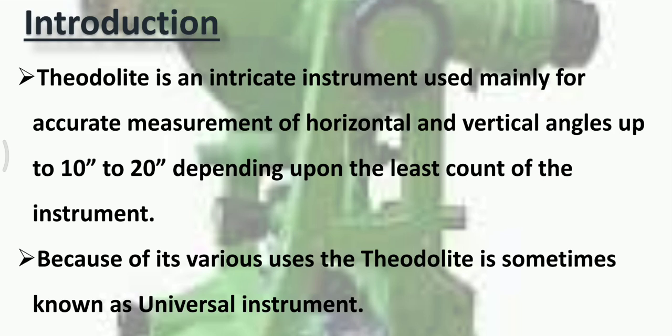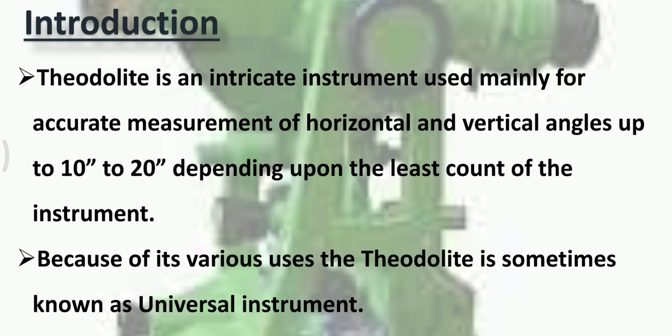The theodolite is an instrument used for measurement of horizontal and vertical angle up to 10 to 20 seconds. So the angles are measured in the units degree, minute and second on the field. This instrument has a least count of 10 second to 20 second. As the accuracy of this instrument increases, the least count of the theodolite decreases. 10-second theodolite means the least count of this theodolite is 10 second, and 20-second theodolite means the least count is 20 second.